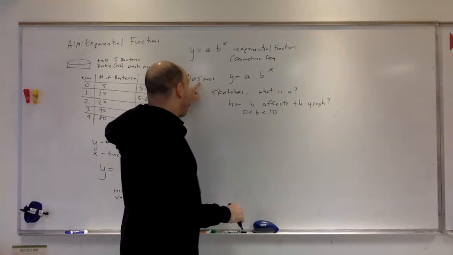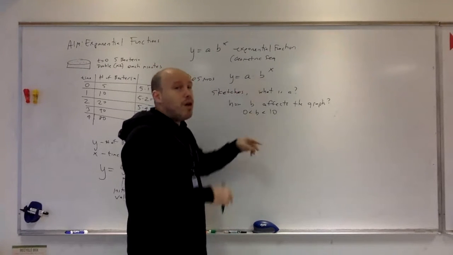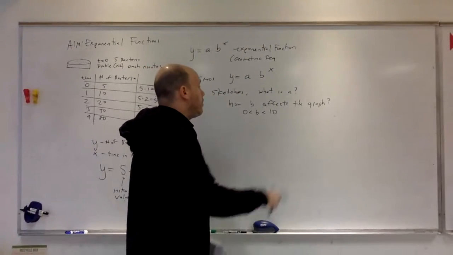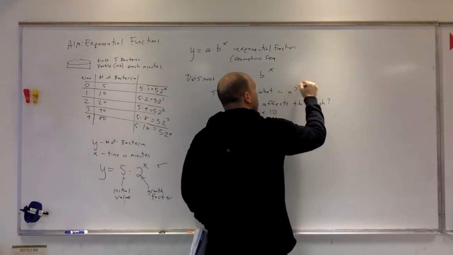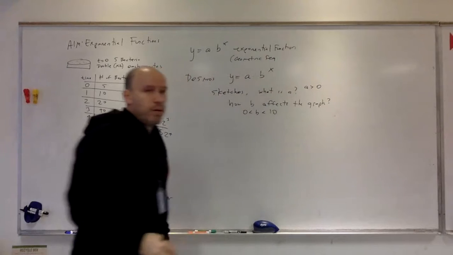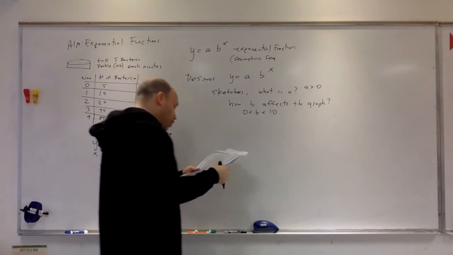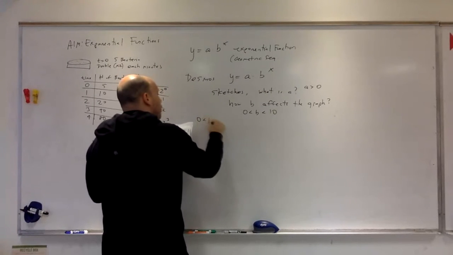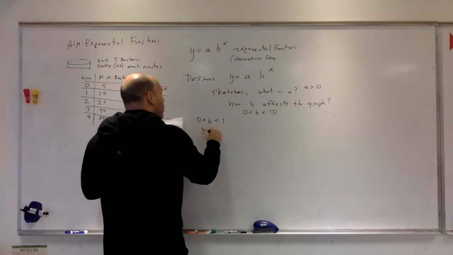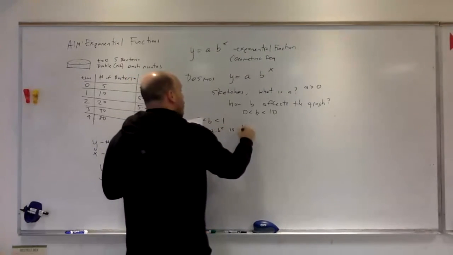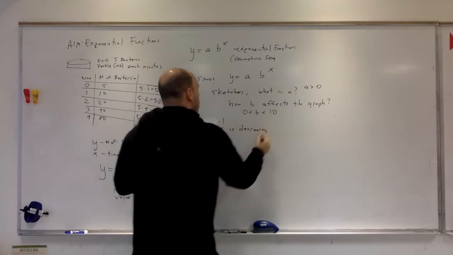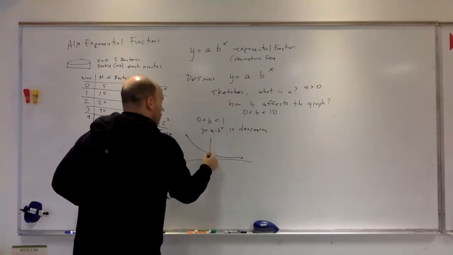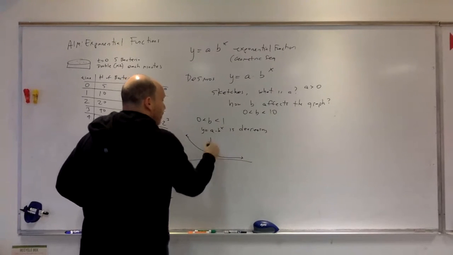Okay, so once again, you went to Desmos, you put this in, you created the sliders, you come up with 2 graphs. Now, first, I apologize. Make sure that a is greater than 0. So you might want to go back and change that. Okay, so we have 2 things. You should have noticed that if b is between 0 and 1, then y equals a times b to the x is decreasing. And so you should have got a graph that looks something like this. This was your a, and it was decreasing.